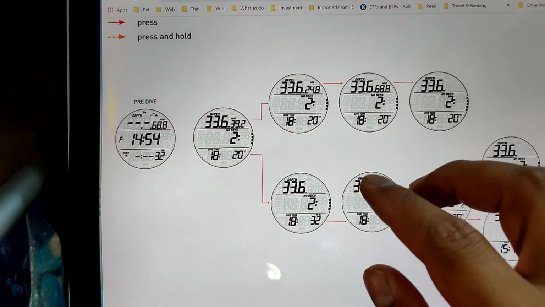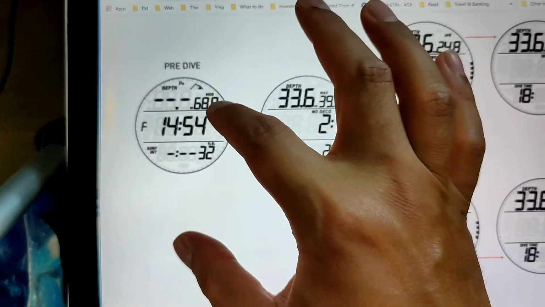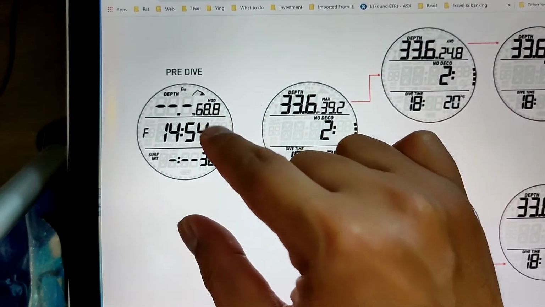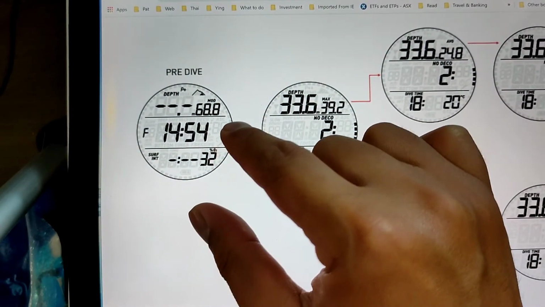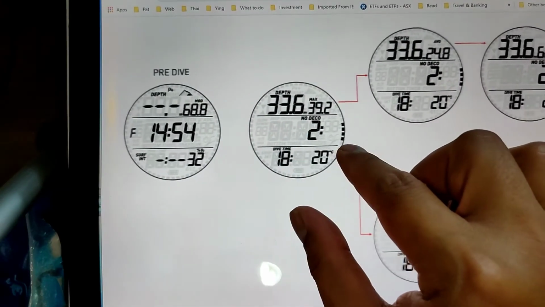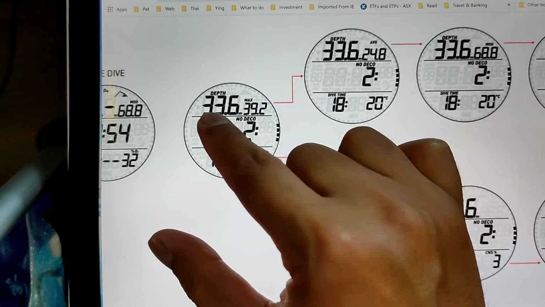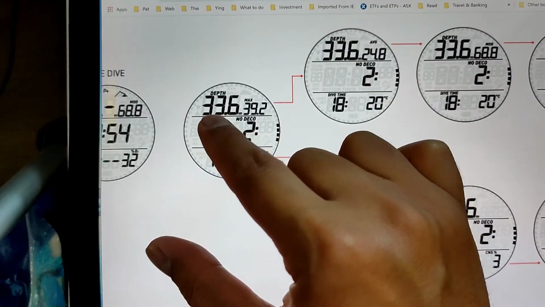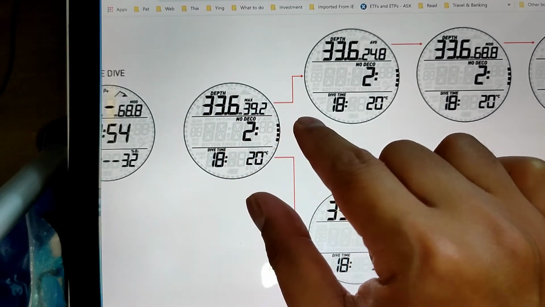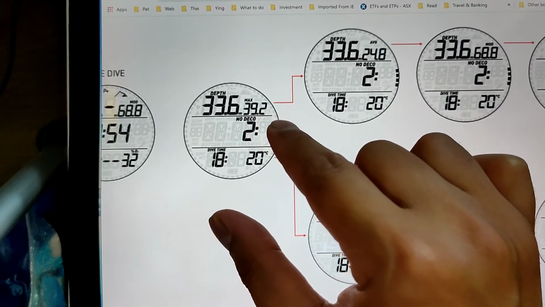It's magical. So pretty much, if you go into a dive, you set your computer to pre-dive mode, like I talked about before. If we go into a screen like this, when you jump into the water, it will start recording the depth, right? So right now you are at 33.6 meters. Your maximum depth so far is 39 meters.